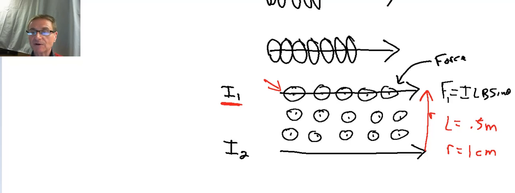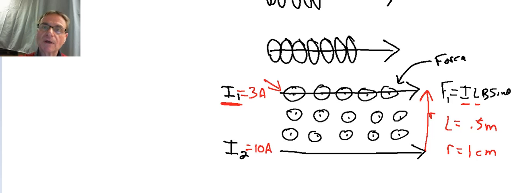We don't know what our currents are, so let's make up some values there. Let's make up a current value for I1 of 3 amps and I2 will equal, say, 10 amps. Okay, well, we now know what I1 is. We know what the length of the wire is. We don't know the magnetic field yet, but I think we'll be able to figure that out.